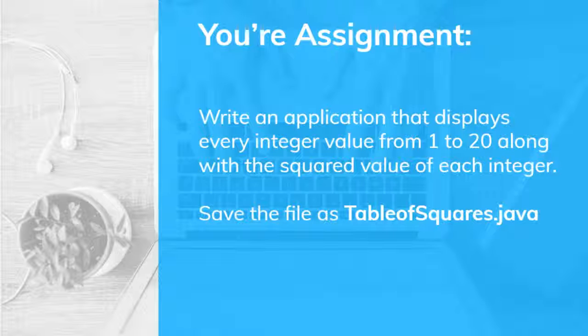Now it is your turn to create a loop. Your assignment is to write an application that displays every integer value from 1 to 20 along with the squared value of each integer. Name the file tableofsquares.java.